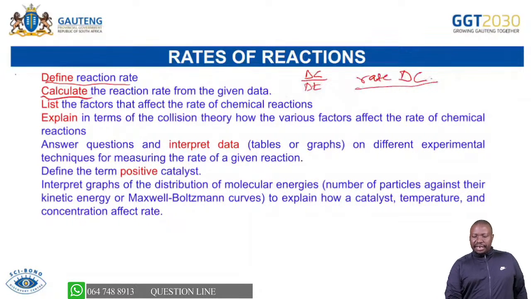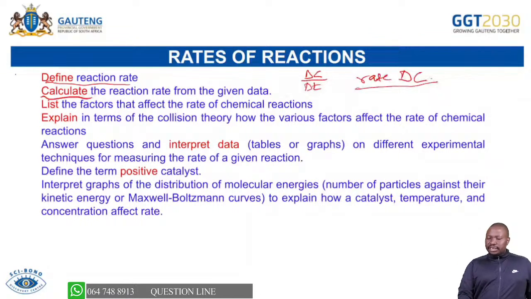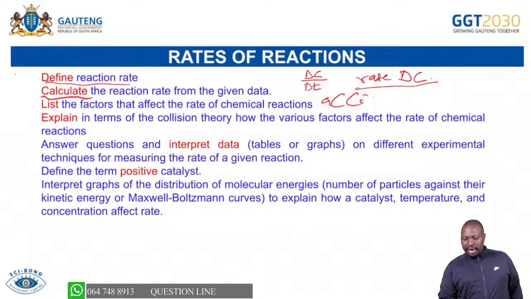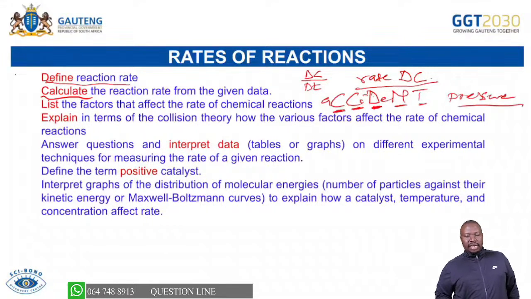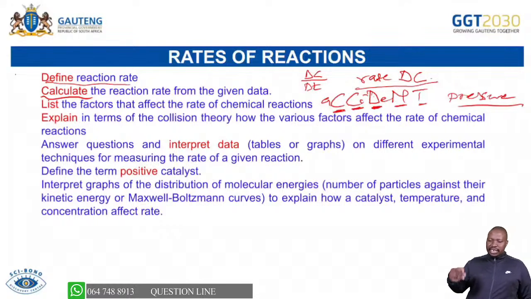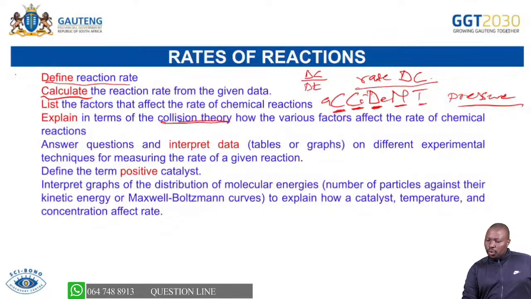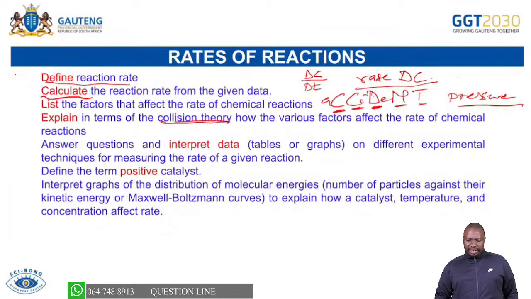You must be able to calculate the rate of reaction. You must be able to list the factors that affect the rates of reaction. Remember, sometimes I use an accent like that so that you remember. This is your concentration, your catalyst, your state of division, your nature of reactants, your temperature, and I always say this can happen when you are under pressure. So pressure is a factor that affects the rate of reaction. And we must be able to use collision theory to explain how these factors affect the rate of reaction.